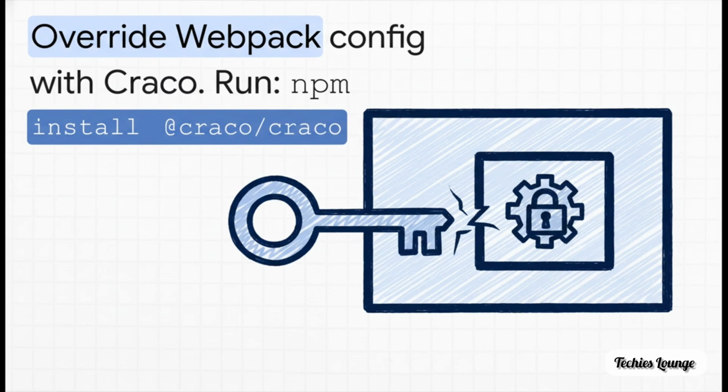Okay, here's our first little technical hurdle. By default, Create React App hides all the complicated Webpack configuration from us, which is usually a good thing. But to use Module Federation, we need to get in there and tweak it. That's where a tool like Craco comes in. It lets us override the default Webpack settings without having to eject and take on the burden of managing that entire complex config ourselves. It's a lifesaver.